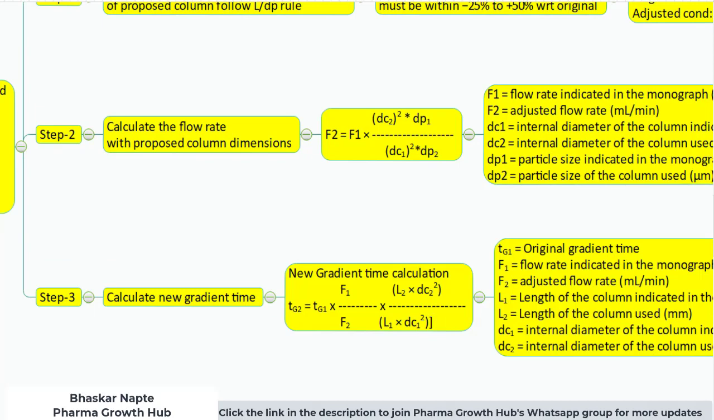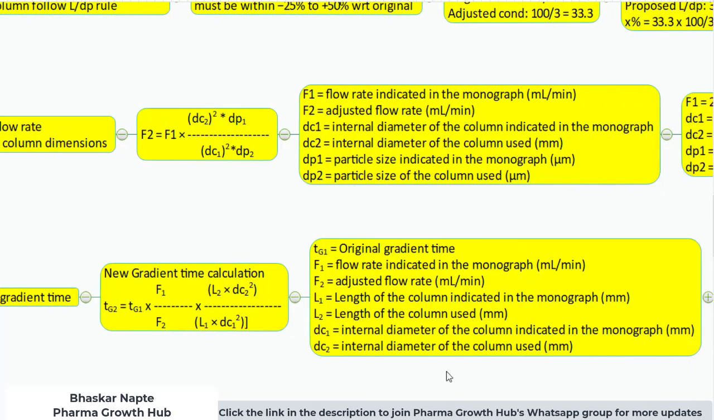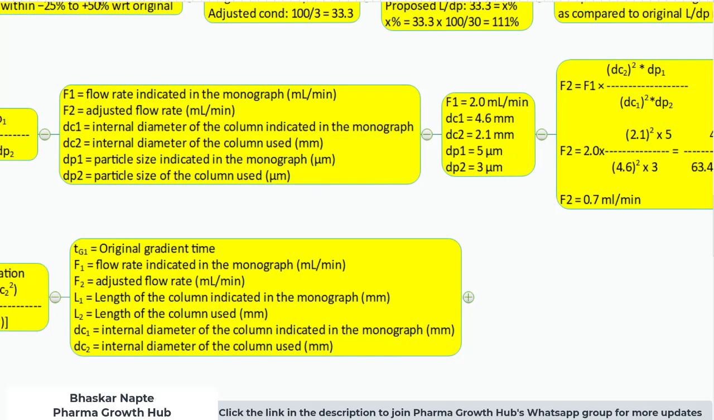Let us understand the meaning of each and every term over here. TG1 stands for original gradient time. F1 stands for flow rate indicated in the monograph. F2 stands for adjusted flow rate. L1 stands for length of the column indicated in the monograph. L2 stands for length of the column used. DC1 stands for internal diameter of the column indicated in the monograph, and DC2 is the internal diameter of the column used.